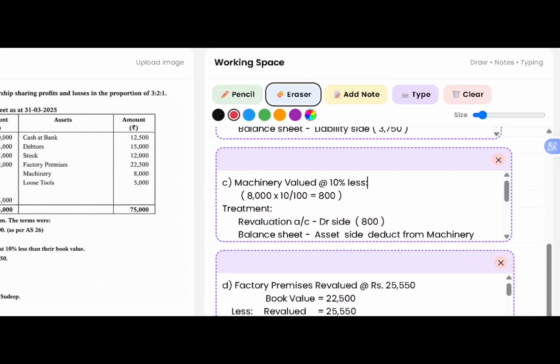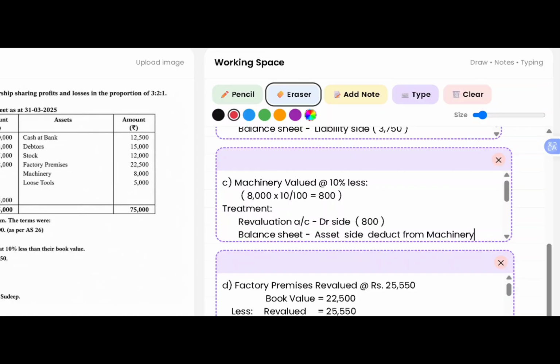So, as the machinery value has to be reduced by 10%, the depreciation will be 8,000 into 10 by 100, which will be 800 rupees. It will appear on the revaluation account debit side as 800, and in the balance sheet on the asset side, that 800 rupees should be deducted from the machinery.